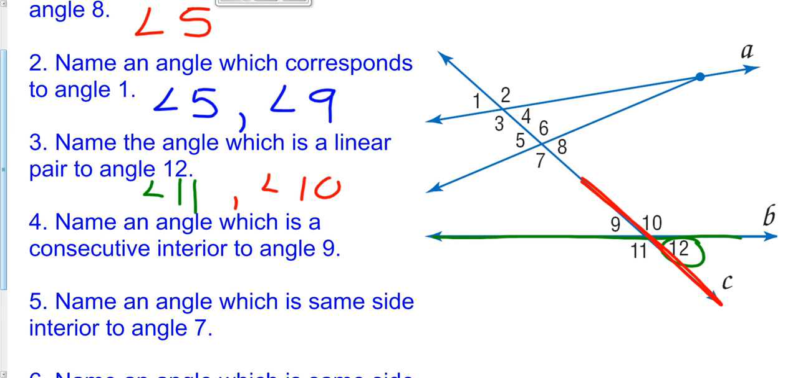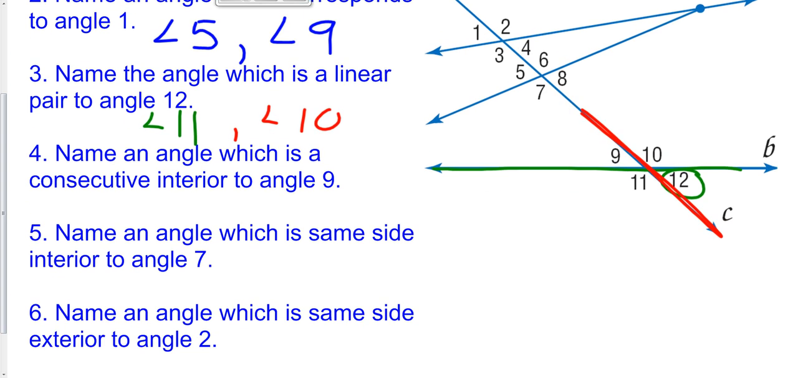Number 4. Name an angle which is consecutive interior to angle 9. Consecutive interior to angle 9. So here is angle 9. Consecutive interior or same side interior. Let's not worry about these angles for a second. We won't worry about that line. So on the same side on the interior is angle 7. That's probably the most obvious one. But now, again, there's going to be two answers for several of these. Let's forget about this line. So let's forget about these angles. Now which angle is on the same side interior? Consecutive interior, angle 9, and angle 3.